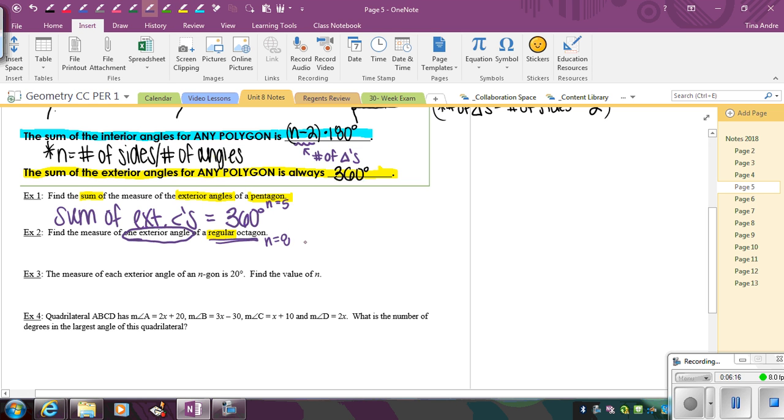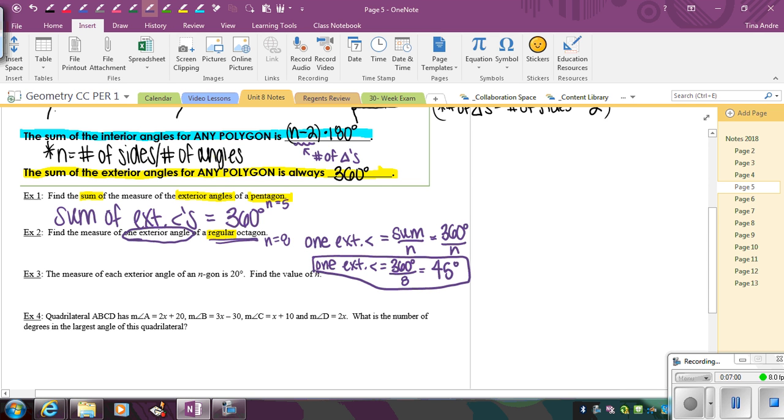So if I want to find one exterior angle, I'm going to take the sum and divide that by the number of sides or the number of angles, which is n. So we're going to take the 360, which is always going to be the sum, and divide that by n. In this problem, one exterior angle is going to be 360 divided by the number of sides, number of angles, same thing. So we take 360, divide that by 8, and you end up with 45. That means one exterior angle in a regular octagon will be 45 degrees.